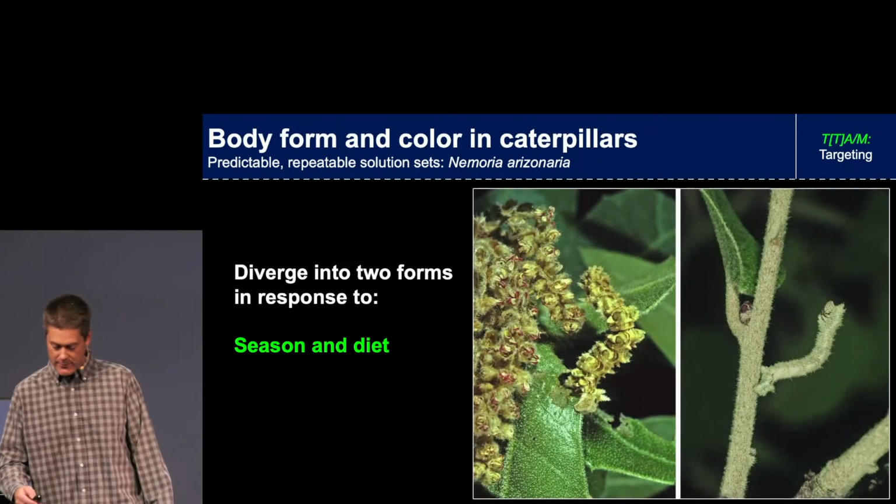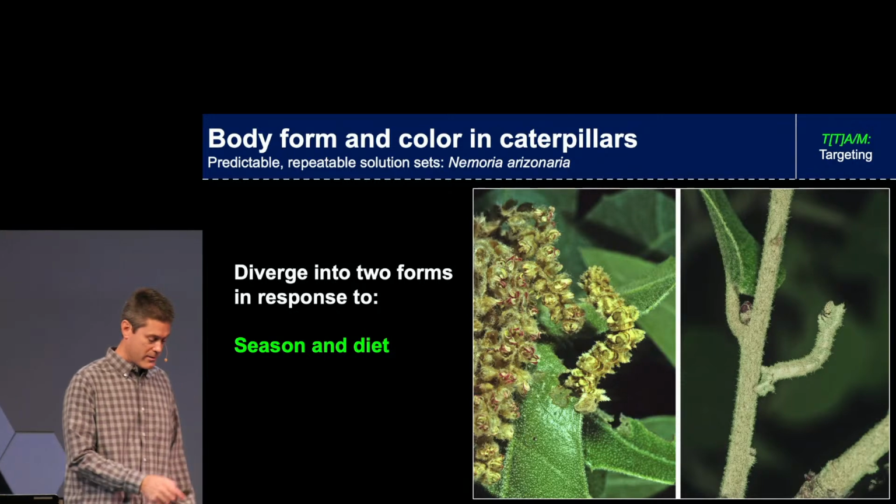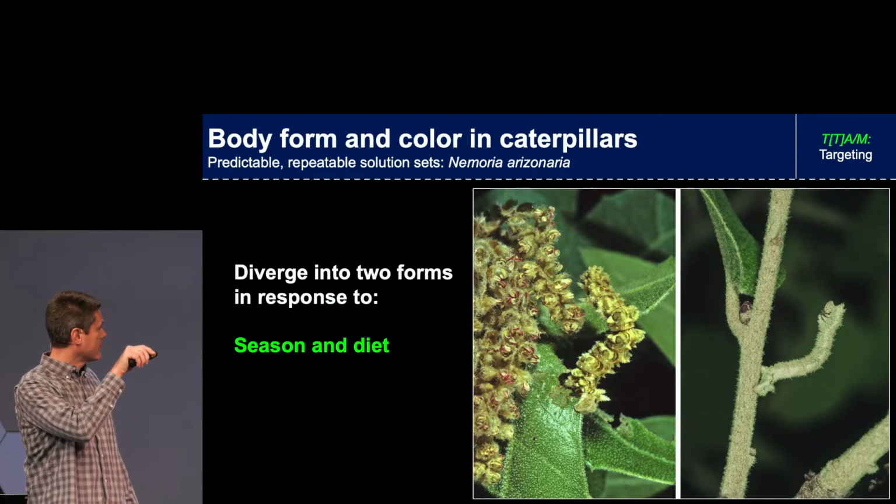There are 2 caterpillars in this picture, one on the left and one on the right. Here are the oak blossoms on the oak tree. Here's the caterpillar.